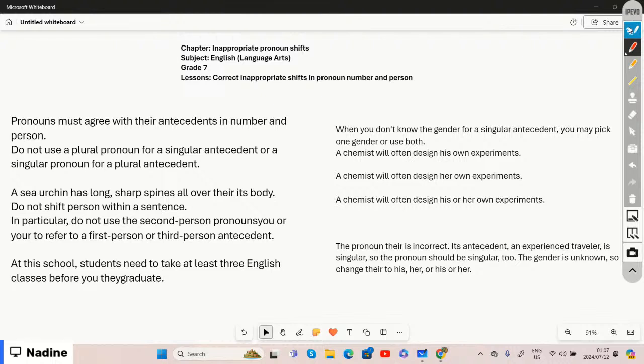And remember, a pronoun takes the place of a noun. Nouns name people, animals, places, or things. And pronouns are words like I, you, we, they. So we are saying that the pronoun must agree with the antecedent in number and it must agree with the antecedent in person.